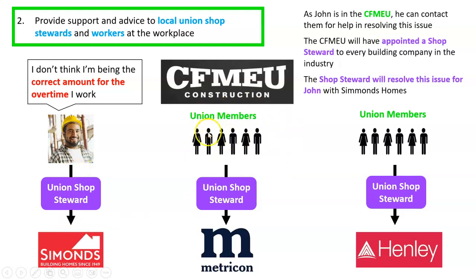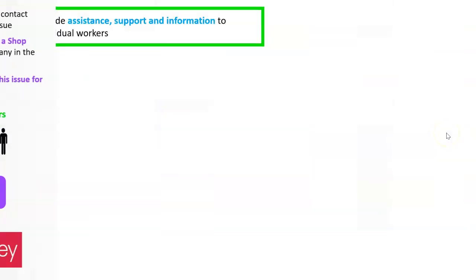Let's say there's union members working at Metricon. There'll be a union shop steward at Metricon to deal with Metricon on behalf of union members, and there'll be a union shop steward for Henley Homes as well. So that's the second role of a union, to appoint those local union shop stewards to represent workers.